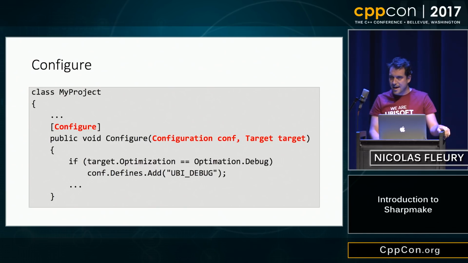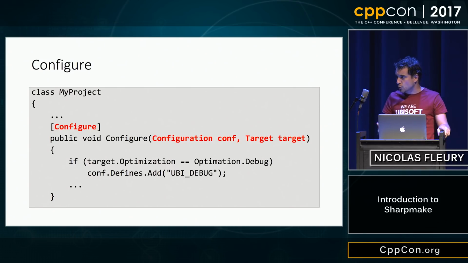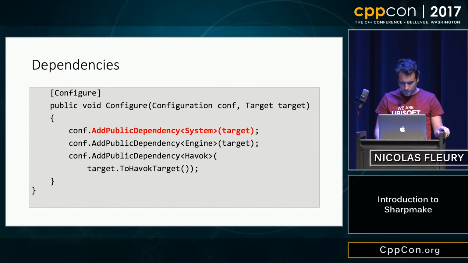In a project, you can add one or more configure functions, and they take two arguments. The first one is the configuration, which is the output, and the second one is the target, which is the input. The configure function is called for every target in the project, which means that inside that function, you can use code very intuitive for C++ programmers. You can use if-else, switch cases, virtual functions, public static functions, and other classes, whatever you want. This is normal C# code.